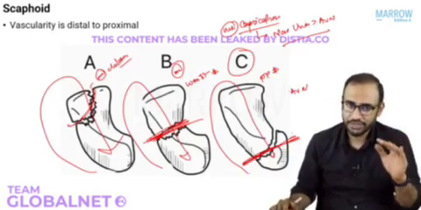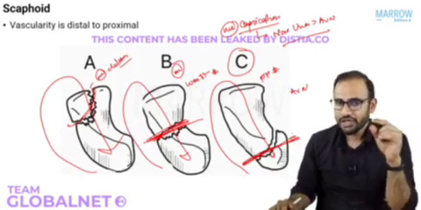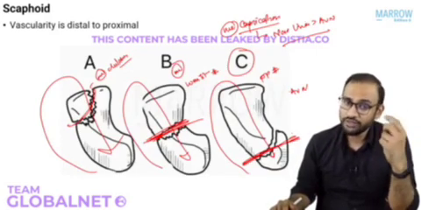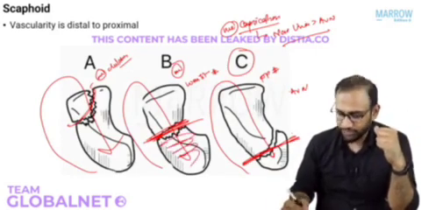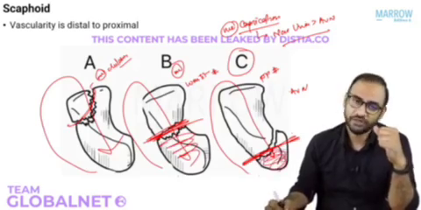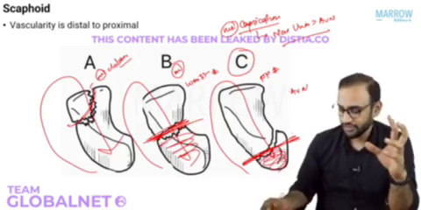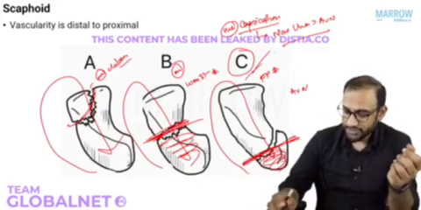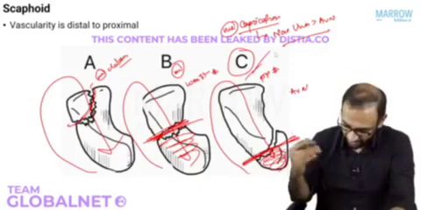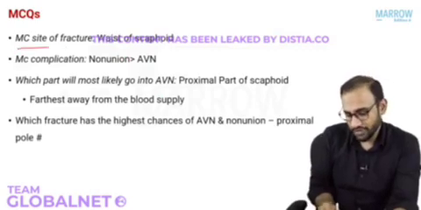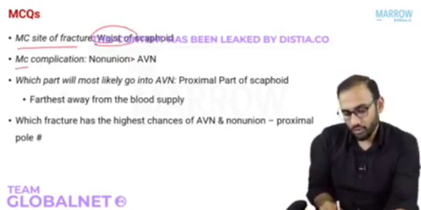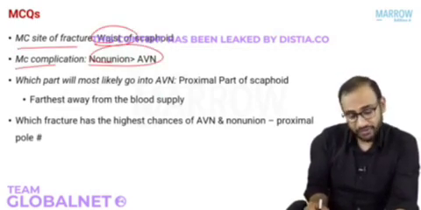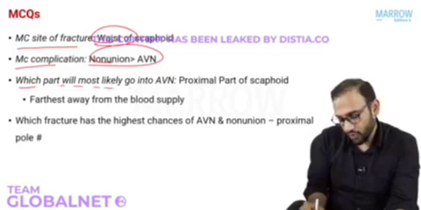Okay? Did you understand this? And if avascular necrosis occurs in a waist of scaphoid fracture, which part will go into avascular necrosis? Proximal pole. Again here, proximal pole will go into avascular necrosis. Of the two, which has higher chances of avascular necrosis? C has higher chances. Of the two, which has higher chances of non-union? C has higher chances of non-union. Is that clear? I've put it in words for you. Most common site of fracture is the waist of the scaphoid. Most common complication is non-union more than avascular necrosis. Which part will most likely go into avascular necrosis?